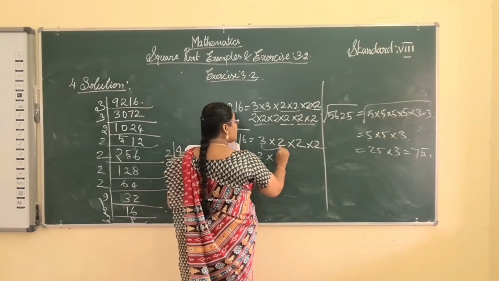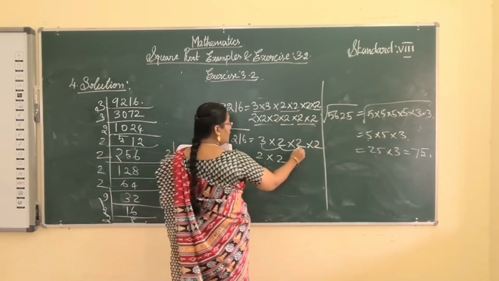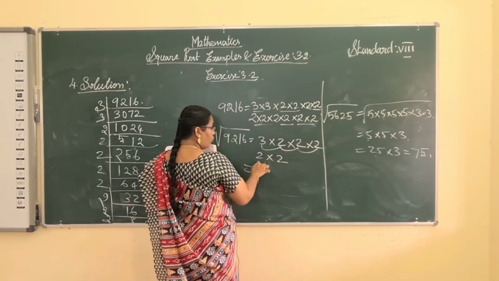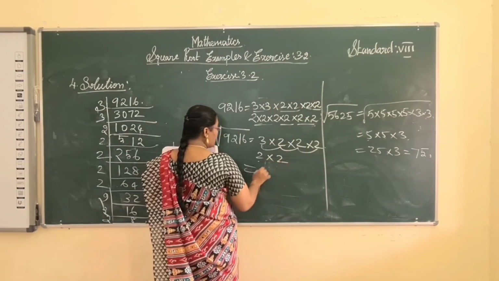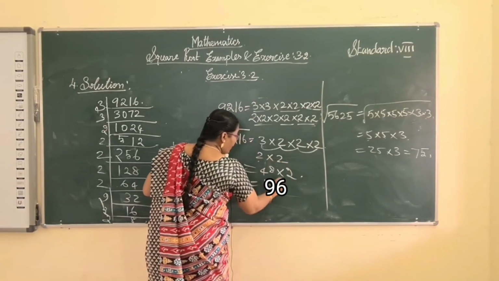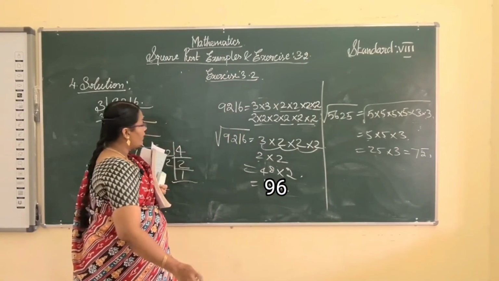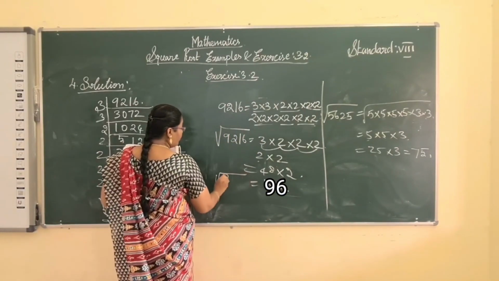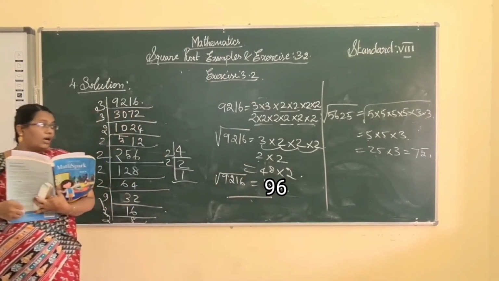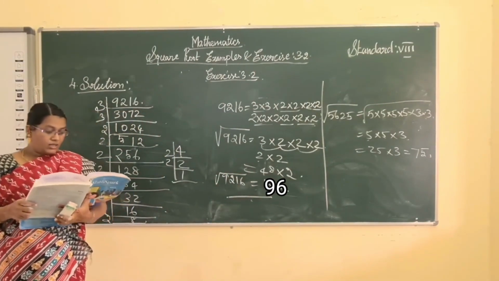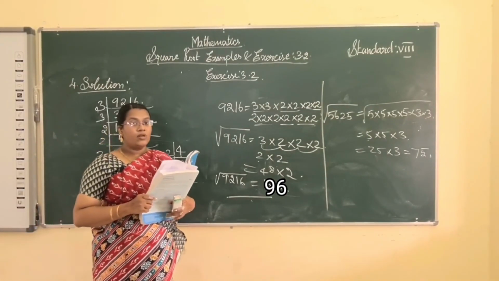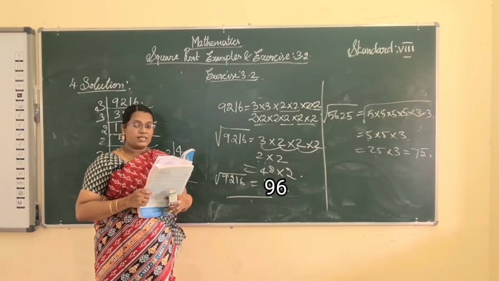3 2s are 6, 6 2s are 12, 12 2s are 24, 24 2s are 48, 48 2s are 96. Therefore, the square root of 9216 is equal to 96. I hope you understood today's concept, examples and exercise problems. Remaining we will see in the next class. Thank you, students.